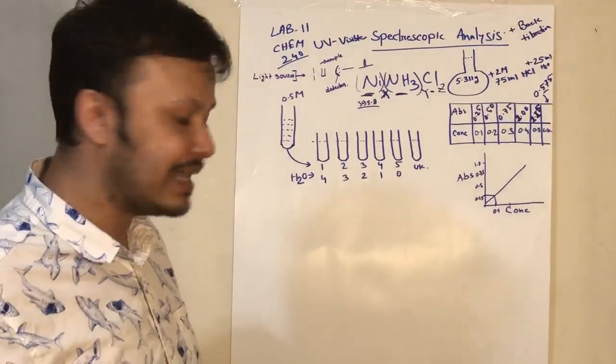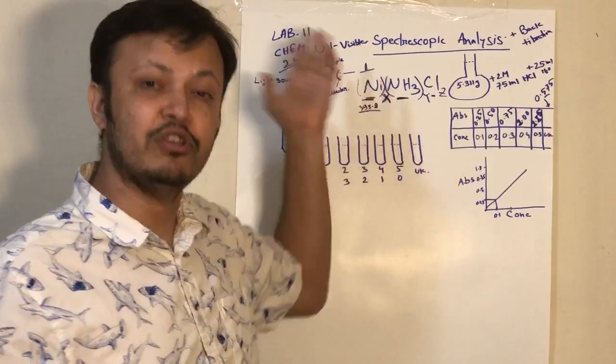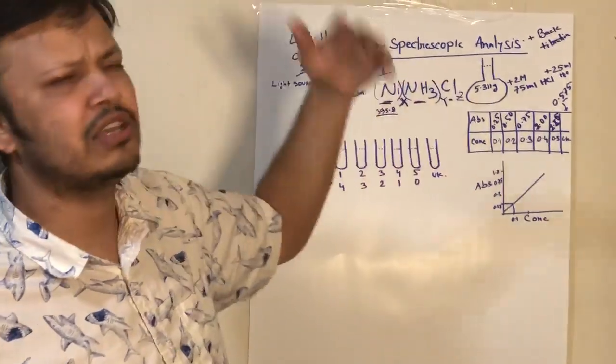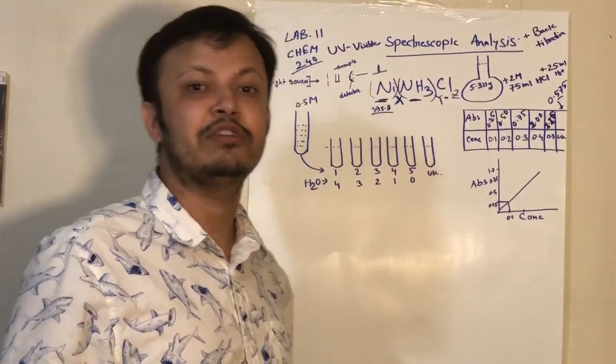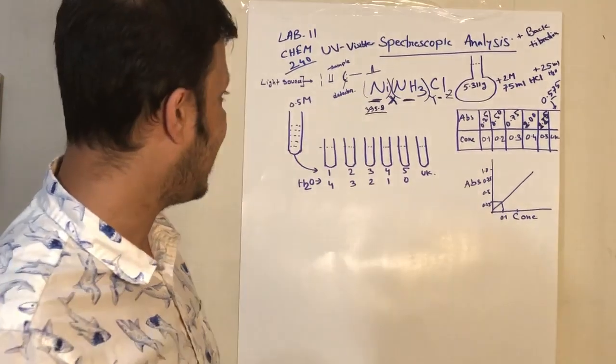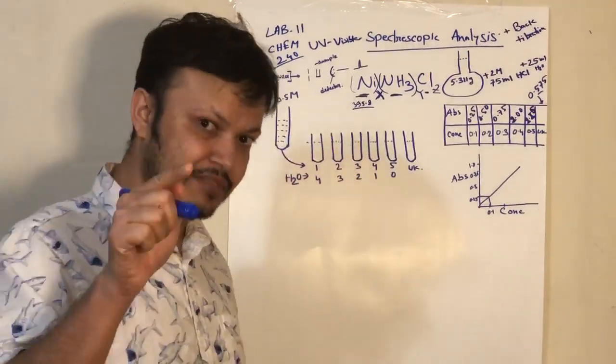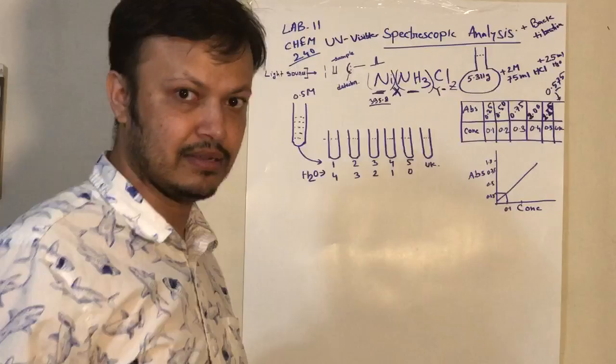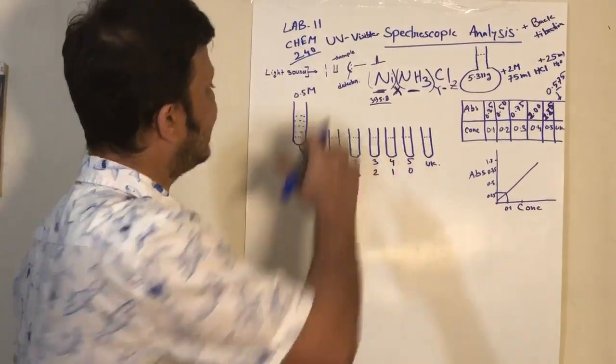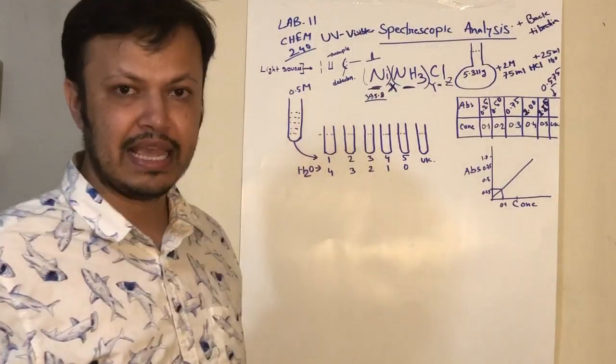If instead of nickel you use copper or iron, it will be different. This wavelength is specific for the specific metal. So for nickel it is 395.8.